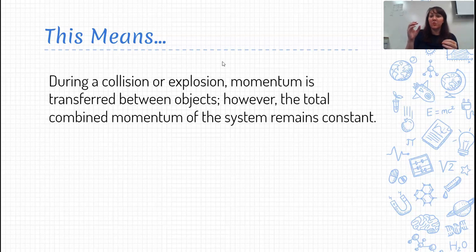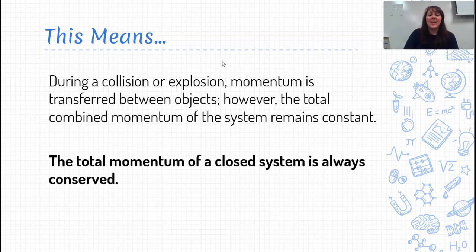The change in momentum for one object is the same as the change in the momentum of the other object, just in opposite directions. So what this means is that for a closed system where we have no other forces acting on our objects, the total momentum of all the objects has to stay the same.